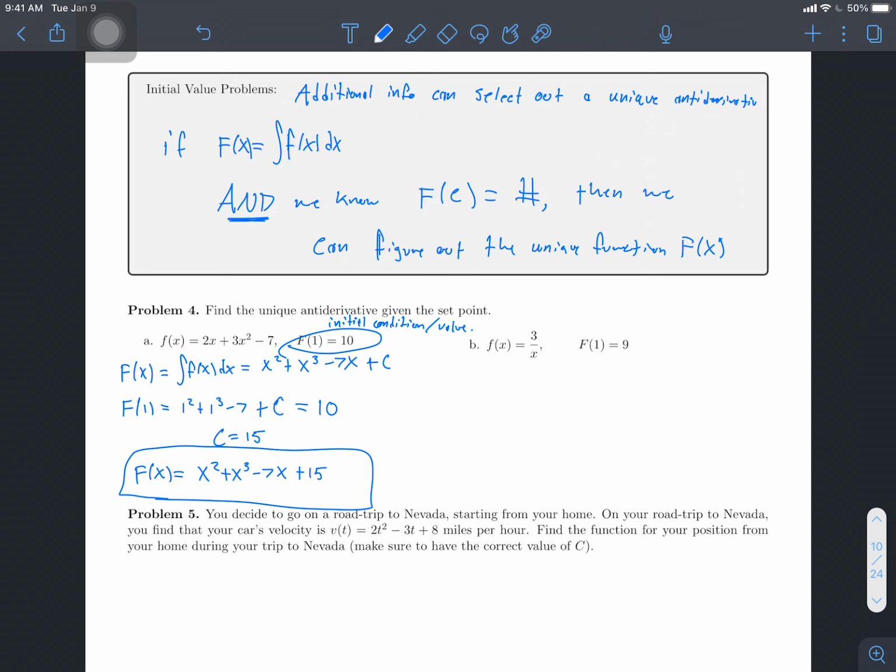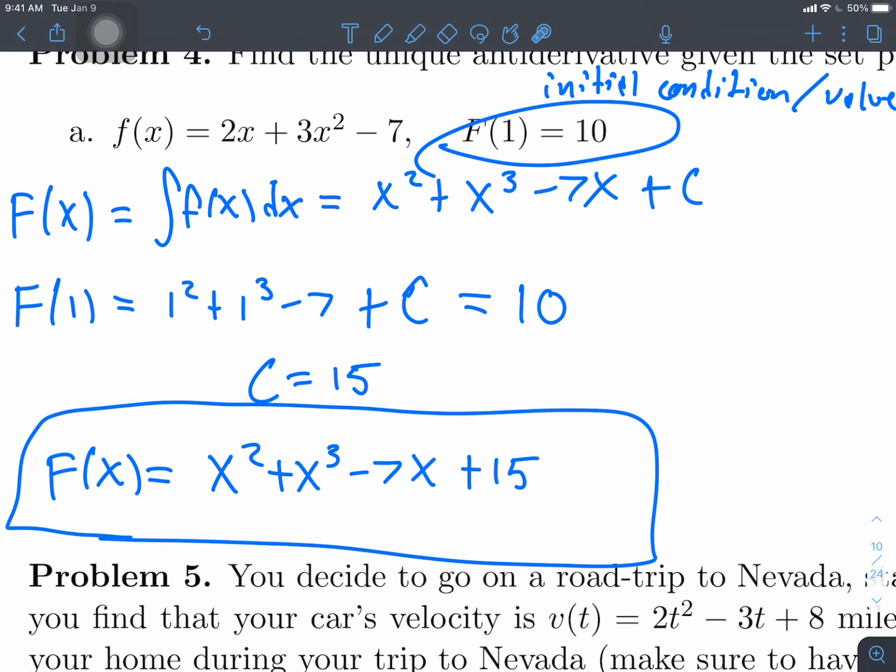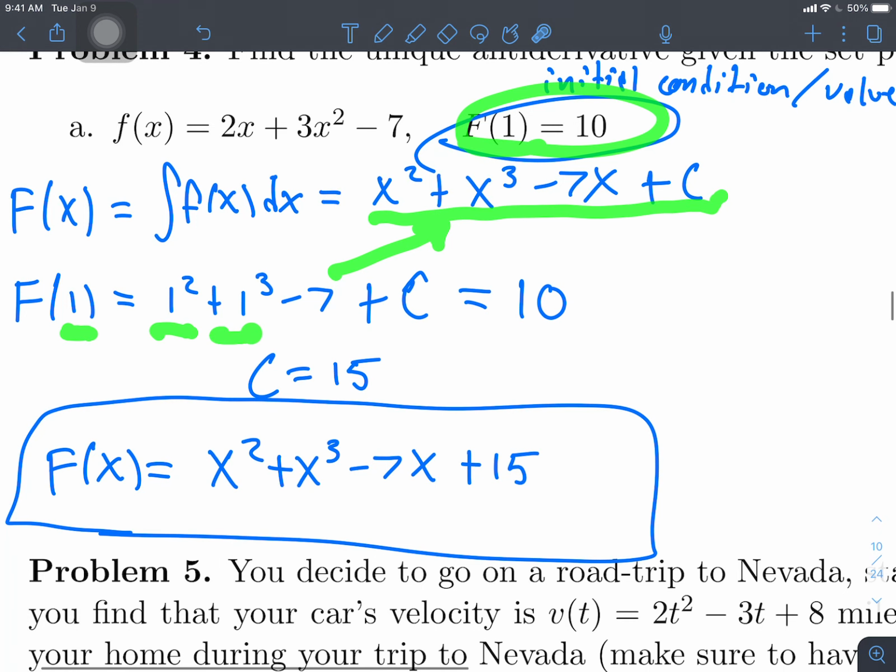I'm kind of confused exactly how you found out that 15 was the value of c. Okay, so I know because capital F of x is an antiderivative of this guy, that it's going to look like x squared plus x cubed minus 7x plus c for some number c. And because I have f of 1 equals 10, if I plug in 1 into this function, what do I get? I get 1 squared plus 1 cubed minus 7 plus c. And I know that should be equal to 10. So I have 1 plus 1 minus 7 plus c is equal to 10.